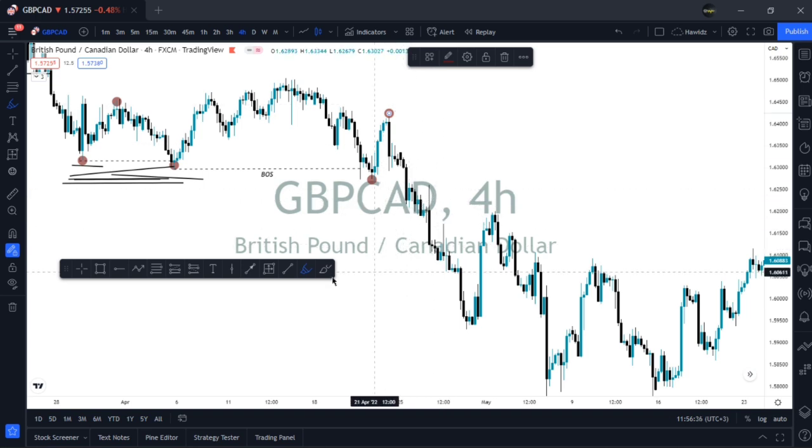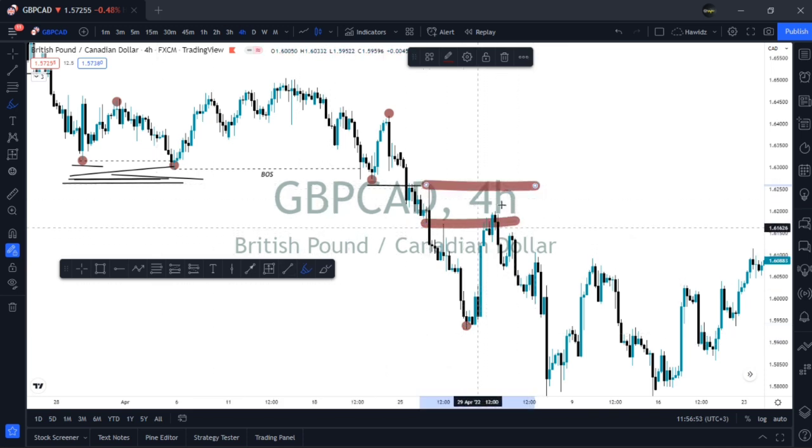So from that area there, we now have a breaker structure here. That breaker structure forming this institutional low. So from this institutional low, we now have a retest to where? A supply zone. You have your supply zone right there, price retested. So that's your bearish entry to take price lower.